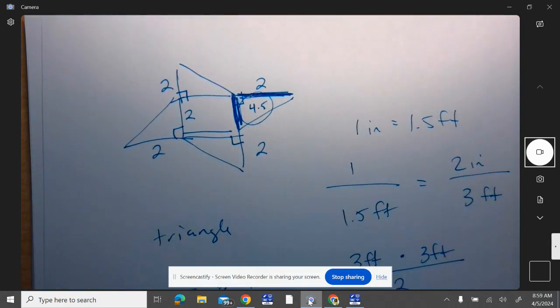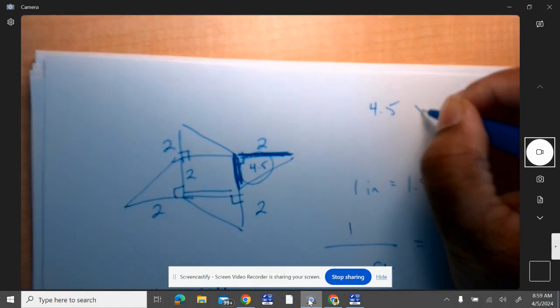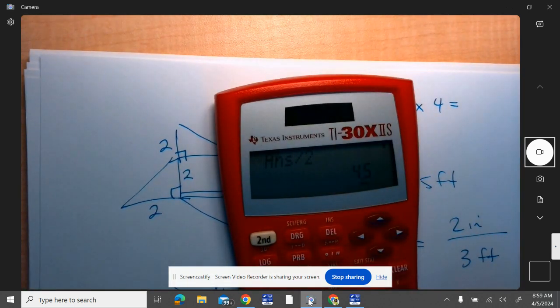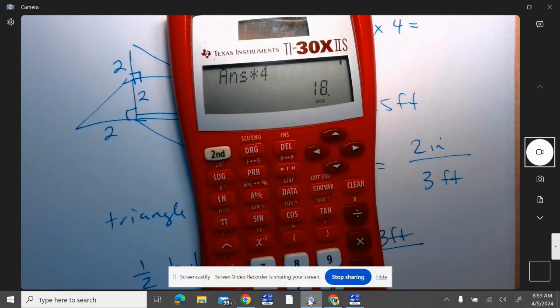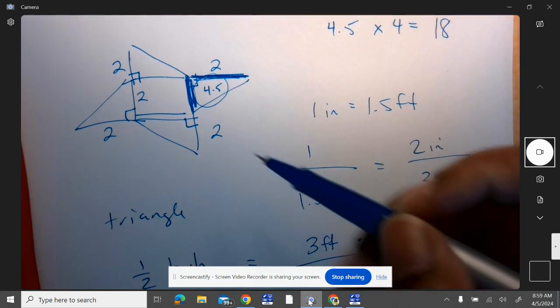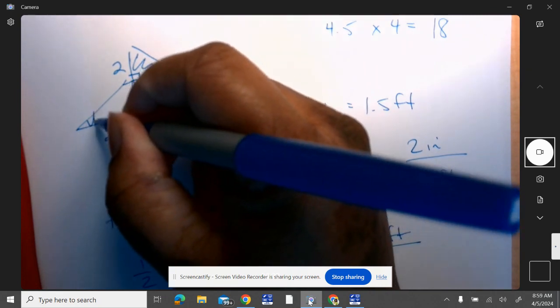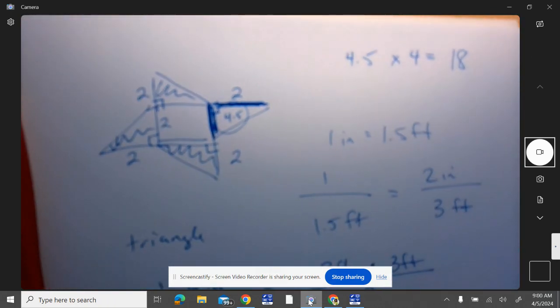So how many times does that happen? 1, 2, 3, 4. That happens 4 times. So I'm going to be smart and do 4.5 times 4 to figure out what all of that area is. Okay, so 4.5 times 4 is 18. Okay, so I know so far this area, this area, this area, and this area. I know all those areas equal to 18.